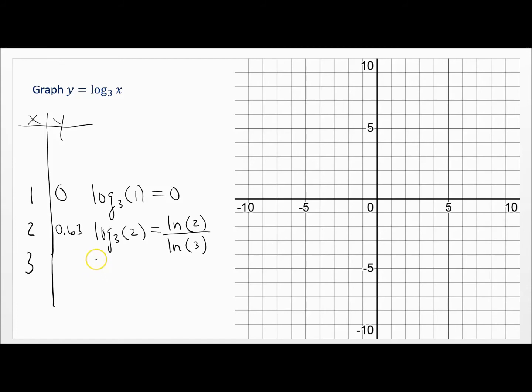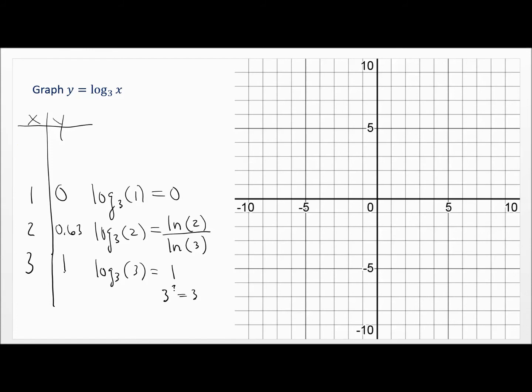And then if we plug in 3, I got log base 3 of 3. Now you know that log base 3 of 3 is 1. If you rewrite that in exponential form, it'd be 3 to what power equals 3? So 1 would have to be it. But anytime your base and your argument match, the answer is 1. Now remember I said you have to plug in some numbers between 0 and 1 as well.